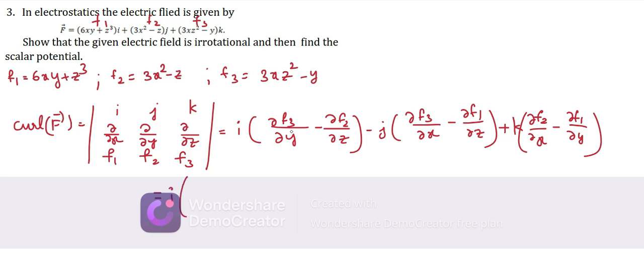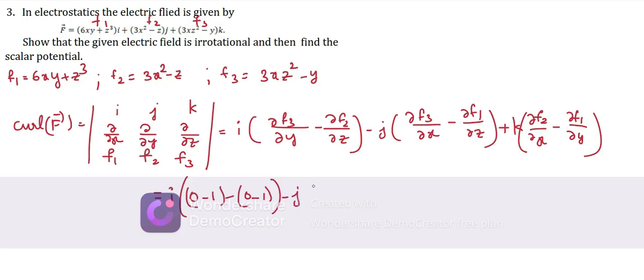Okay, so here we have to differentiate f3 partially with respect to y. So x and z are constant here, since we are doing differentiation with respect to y. So 3xz square is constant, so it is 0, minus the differentiation of y with respect to itself is 1, minus, let us differentiate f2 with respect to z. So x and y are constant, so 3x square is constant, the differentiation of that is 0, minus the differentiation of z with respect to z is 1.